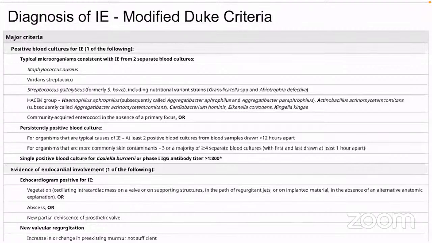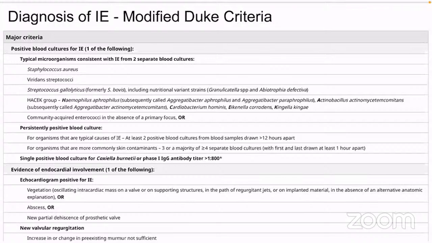Or if there is a persistently positive blood culture for organisms that typically cause infective endocarditis, with at least two positive blood cultures from blood samples drawn more than 12 hours apart. And for organisms that are commonly skin contaminants, three or a majority of four or more separate blood cultures with first and last drawn at least 1 hour apart. Or a single positive blood culture for Coxiella burnetii or phase 1 IgG antibody titer more than 1 to 800 ratio.